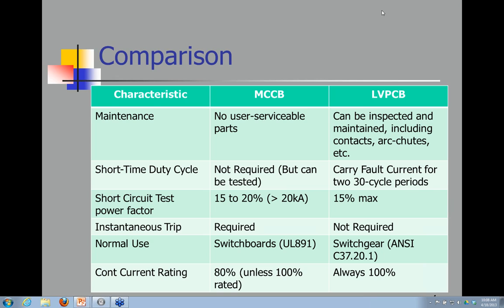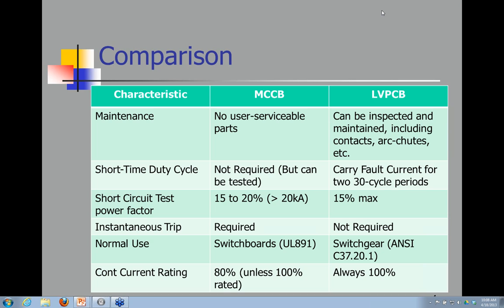The other major difference, particularly interesting when we talk about coordination, is what is called the short time duty cycle. A low voltage power circuit breaker must be able to carry the rated fault current for two 30-cycle periods, half a second each. That's what's sometimes called the withstand rating for that breaker. So it can carry that for 30 cycles without tripping.